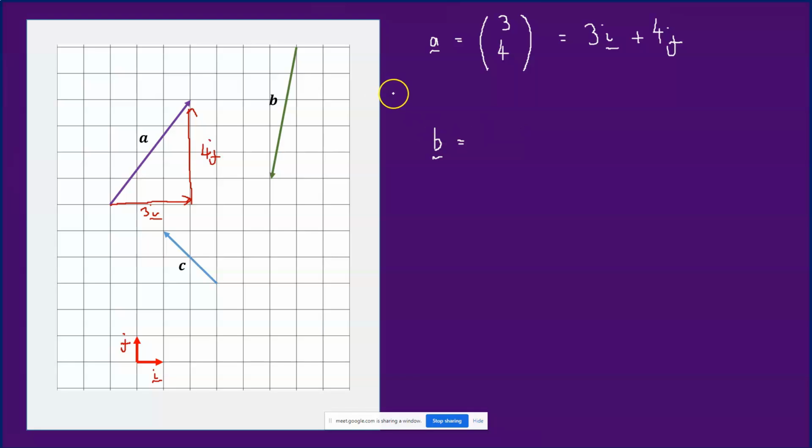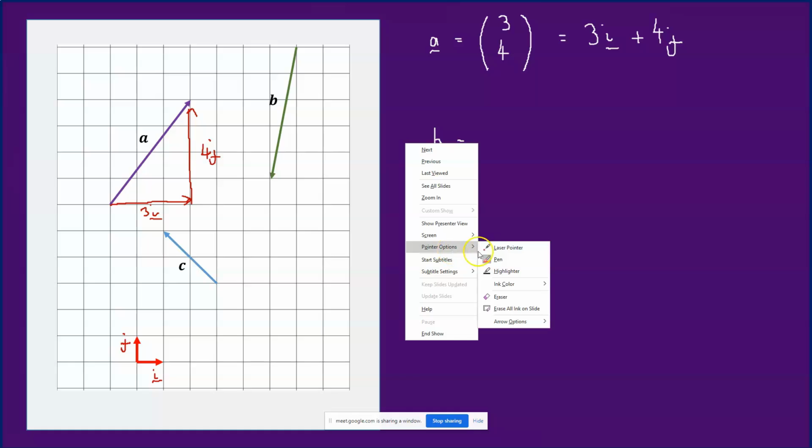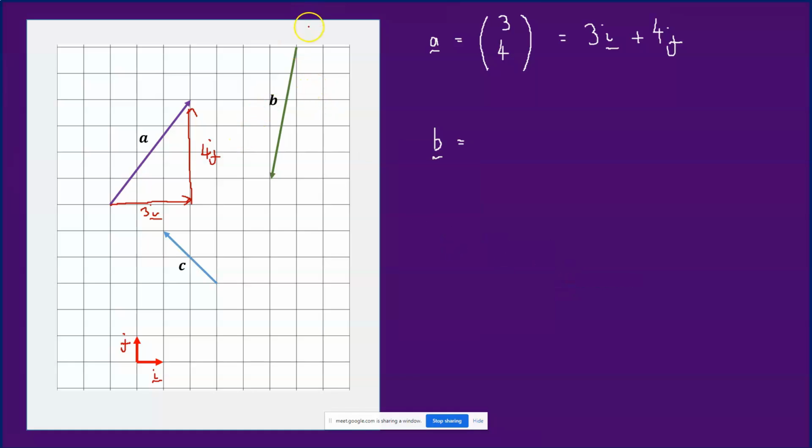Lovely. Okay, so with this one here, and this is why I'm doing this lesson, one thing to be careful of here. We're going backwards this time. So this is the negative I direction. So that's minus 1i or minus i. And then because we're going down, 1, 2, 3, 4, 5, it's going to be minus 5j.